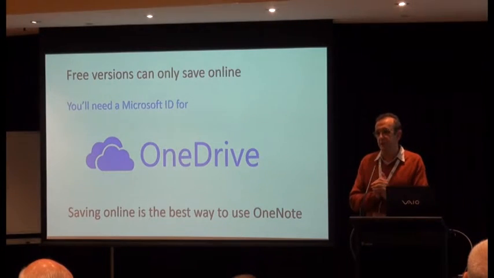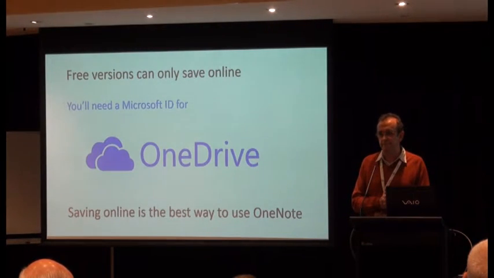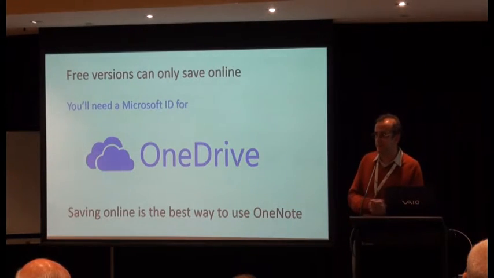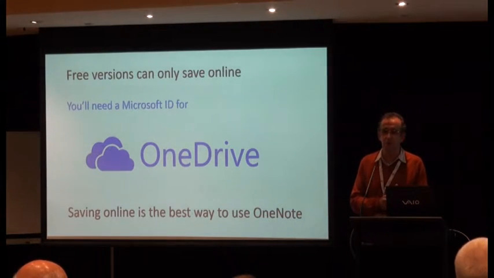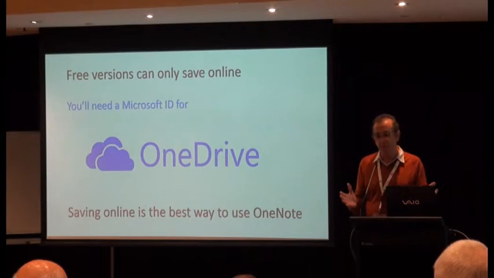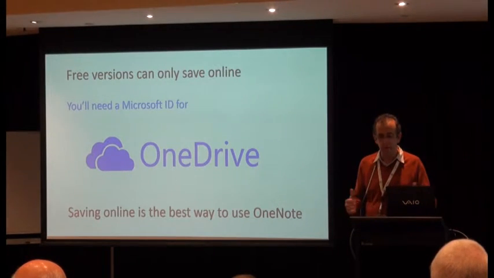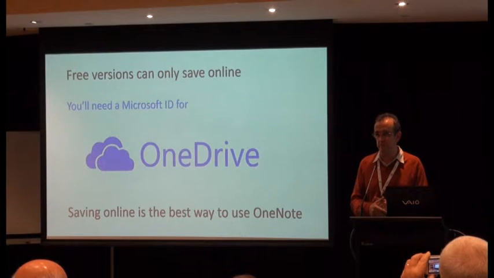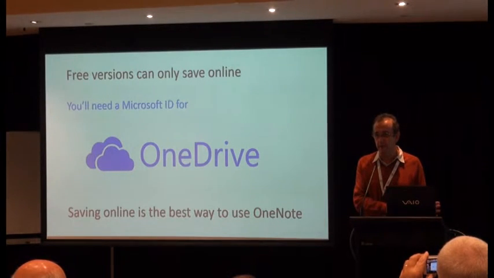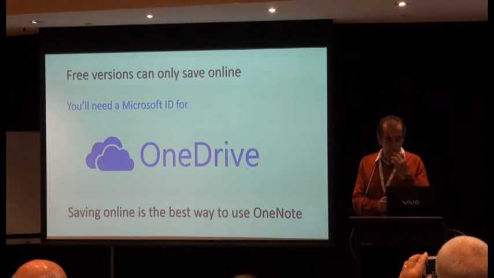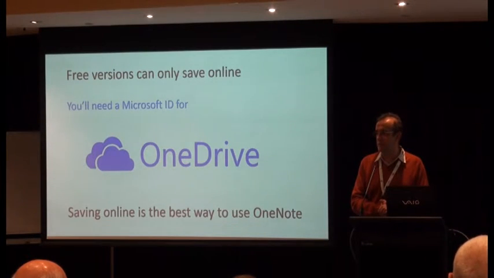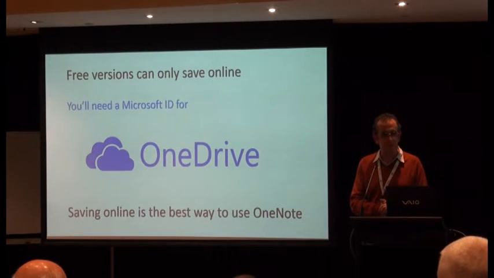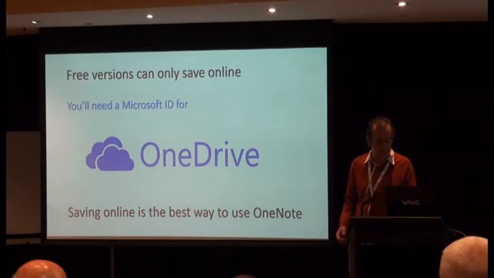Now the free versions can only save online. This is a good thing. They can only save your documents online. So in other words, you'll need a Microsoft account, and you get a OneDrive, you get 15 gig of OneDrive to go with it, and you can use that. Saving online is the best way, because if you save it on your computer, then you can only access it when you've got that computer. Whereas the idea of this is to have things that you can carry around.